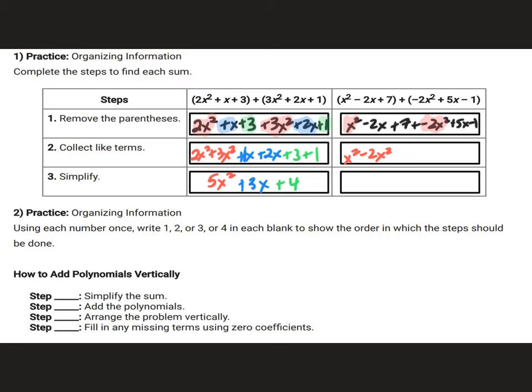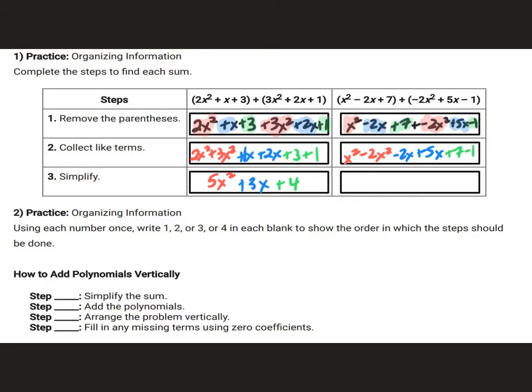My next pair of like terms I see here is negative 2x and positive 5x, so I'm going to bring those down. Negative 2x plus 5x. And then my last set of like terms are these constants right over here, so I have plus 7 and minus 1, so let me bring those down.